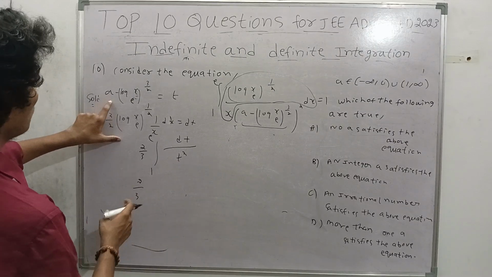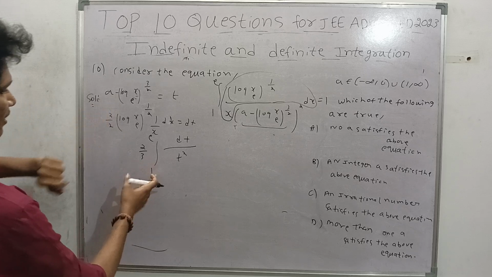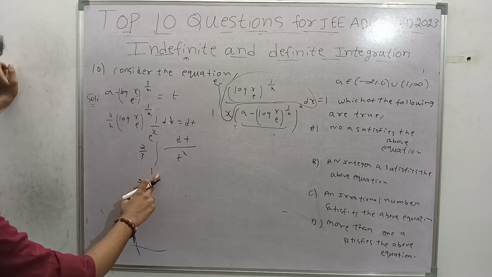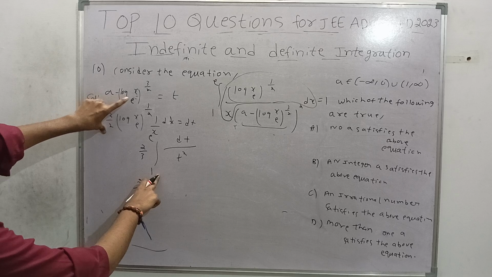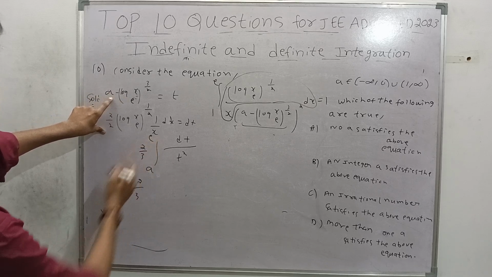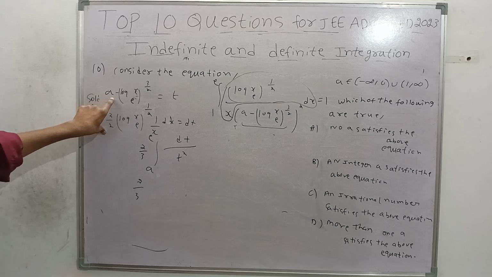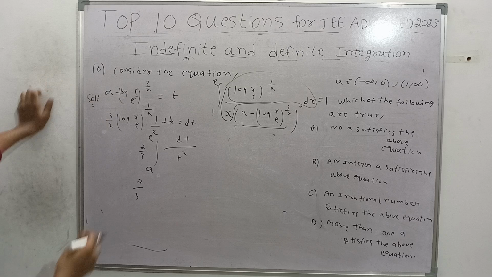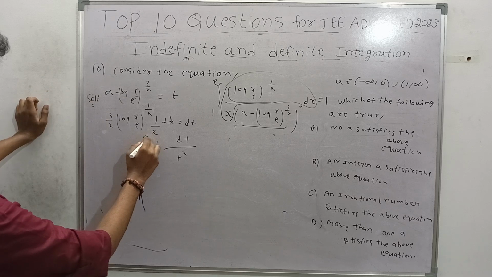What do we have to change? We have to change the limits. When x is 1, it will be a. And when x is e, it will be a minus 1. So we have to change the limits.